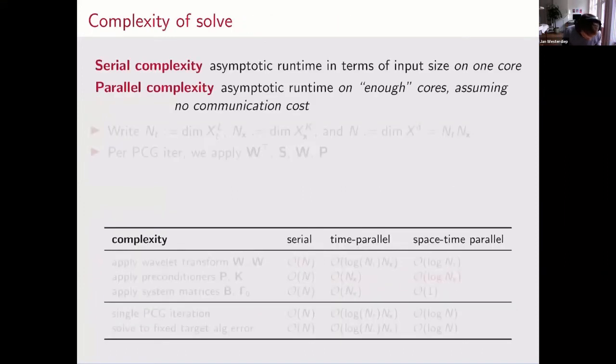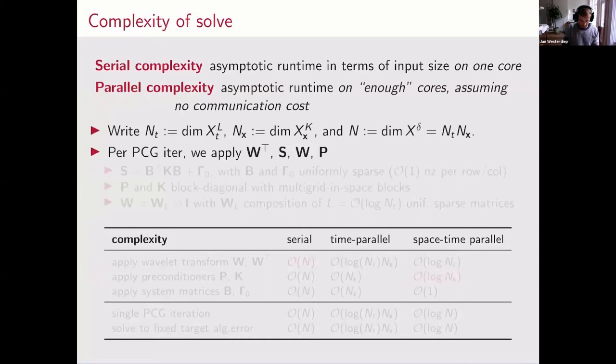Okay, so now let's look at the complexity. We're back at the start. We have the serial complexity, the parallel complexity, and if we write N_t for the dimension of our trial space in time, N_x for the dimension of our trial space in space, and N as its product, then in every PCG iteration we apply basically 4 matrices, and we're going to look at their complexities.